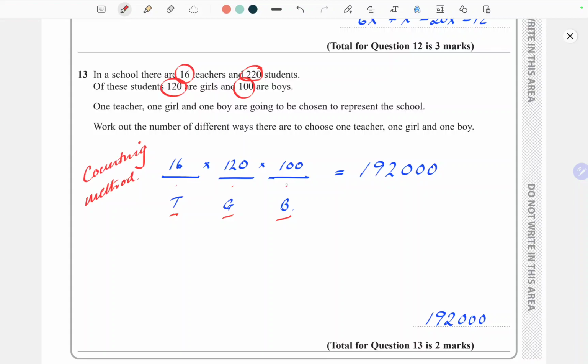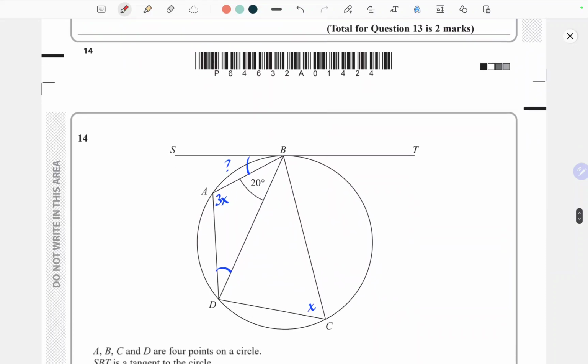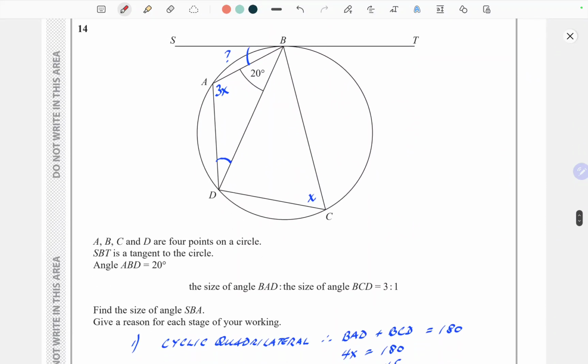So a choice of 16 teachers, 120 girls and 100 boys, so you multiply them. All right? And the answer simply is 192,000. It's exactly the same as the menu questions. Starter, main course, dessert, etc. Okay, nothing new there.